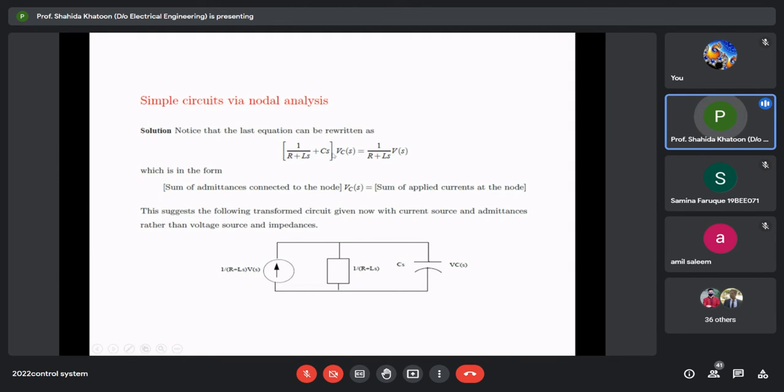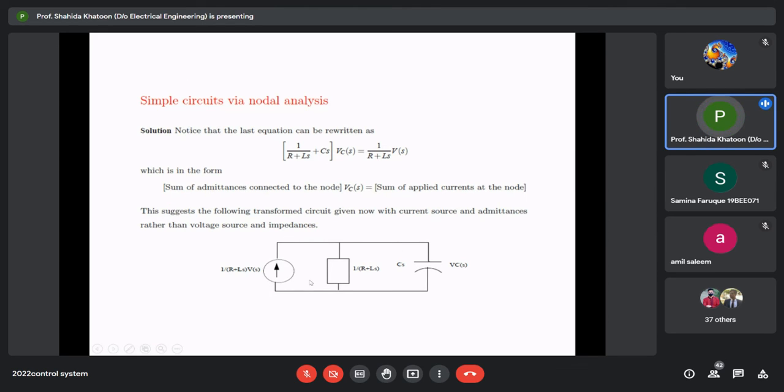Okay, so if you do that, you get 1 upon R plus Ls plus Cs into VCs is equal to 1 upon R plus Ls into Vs. This takes the general form of sum of admittances connected to the node into Vs equal to sum of applied currents at that node. So this suggests the following transformed circuit, given now with current source and admittances rather than voltage and impedances.